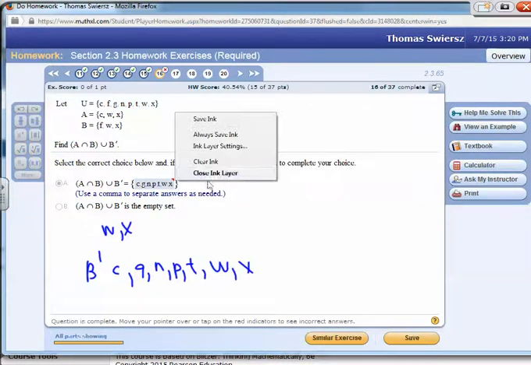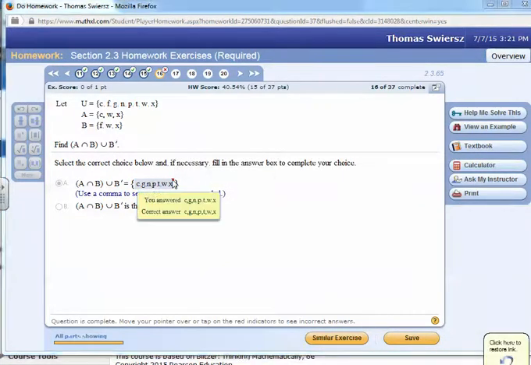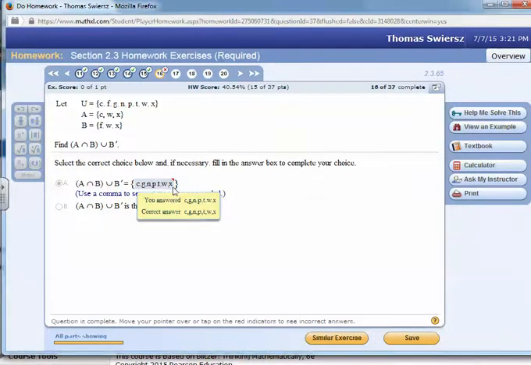Oh, wait a minute. Correct answer. Oh, I put a period after the T. Okay, so that is the correct answer. C, G, N, P, T, W, X is the correct answer. It says you answered with a period after the T and the W. Okay, so that's why I got it marked wrong. But we do have the right elements, C, G, N, P, T, W, X. So we did correctly solve it. Sorry, I just put in periods instead of commas.